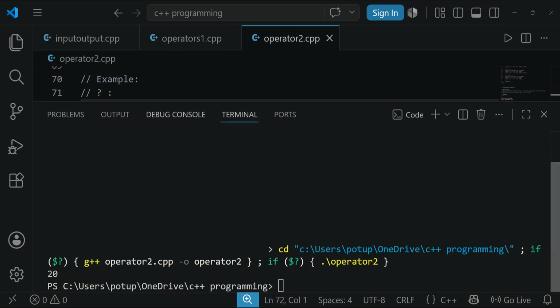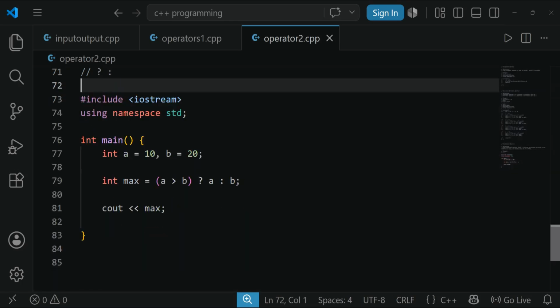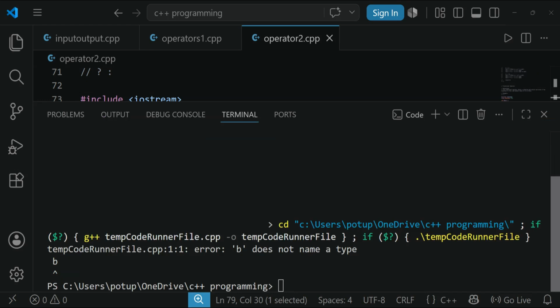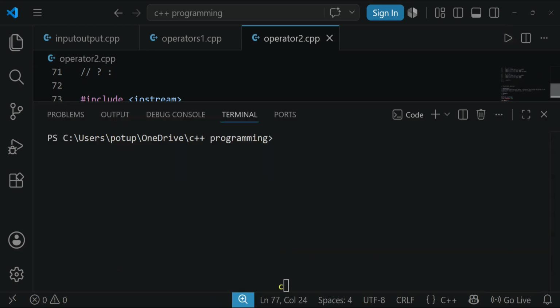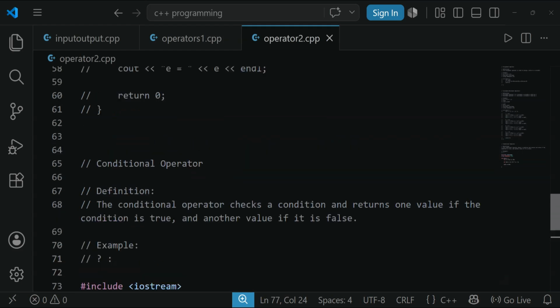Yeah, 20 has been displayed. What is there actually? A greater than B. A is not greater than B. Because of that, B has been displayed. 10 is not greater than 20, so B has been displayed. B value is 20, no? That's why it is displaying 20. This is how the conditional operator works.